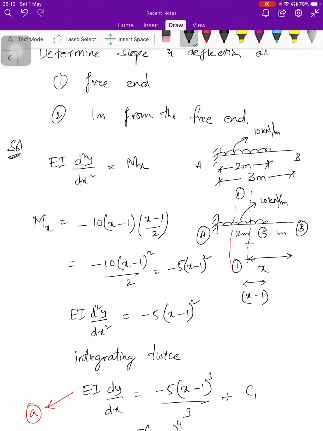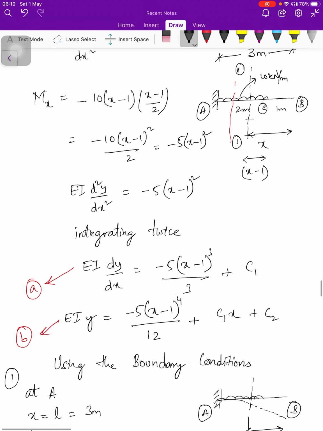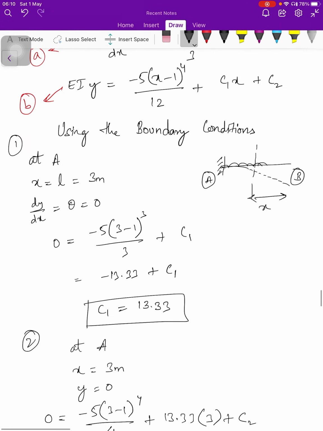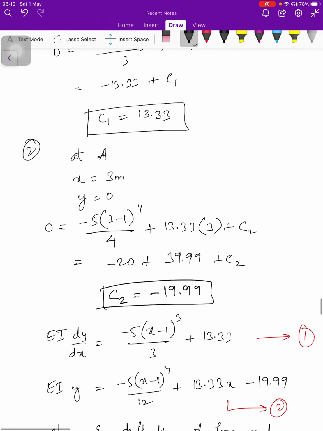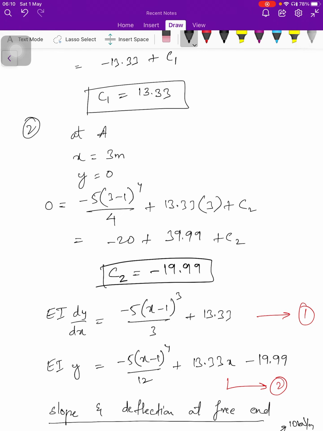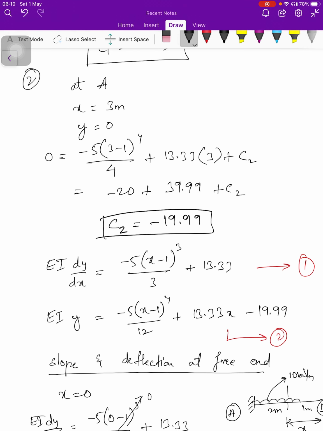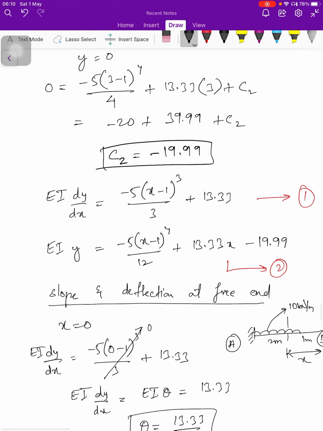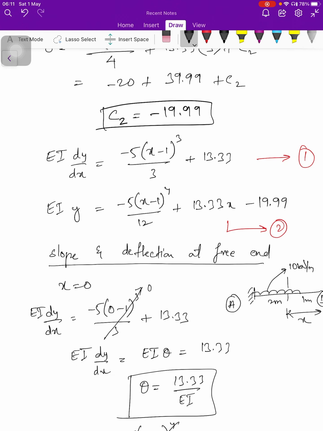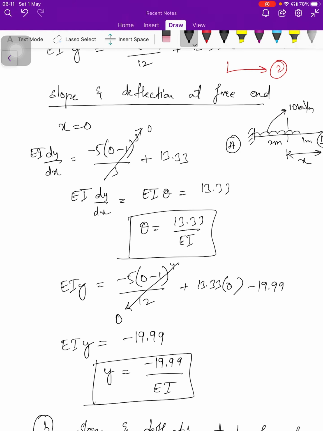We'll write the equation of Mx. It is 10 into length of UDL beyond your section, which is (x minus 1), into (x minus 1) by 2. So the final equation will be 5 into (x minus 1) whole square. Integrating twice and substituting the boundary conditions, you will get C1 and C2. Using this C1 and C2 back in equations number 1 and 2, you will get the final equations. Now slope and deflection at the free end means x will be 0. So in EI dy by dx, substituting 0 here, theta will be 13.33 by EI and y is minus 19.99 by EI.